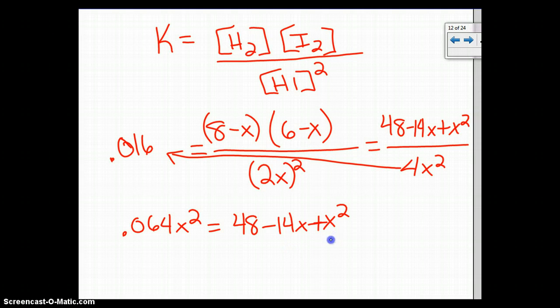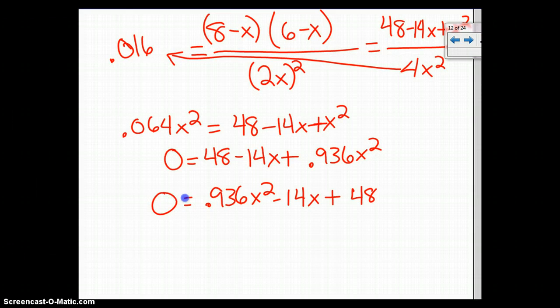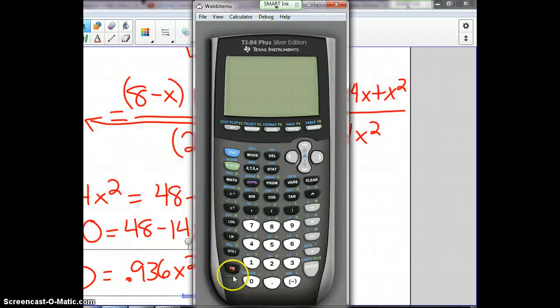So I'm going to minus this over here, and that's going to leave me with, let's see, what is it? 0.936x squared. Okay, so in terms of ABC form for the quadratic equation, we need to get it in x squared and then x and just our numeral there. Okay, and then we could plug this into our calculator.